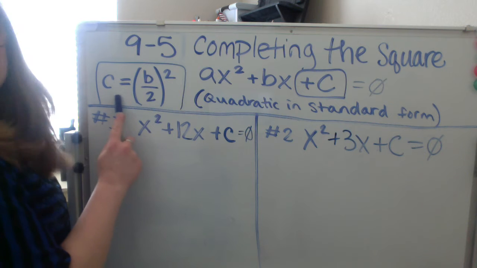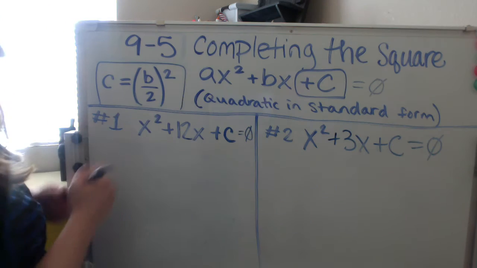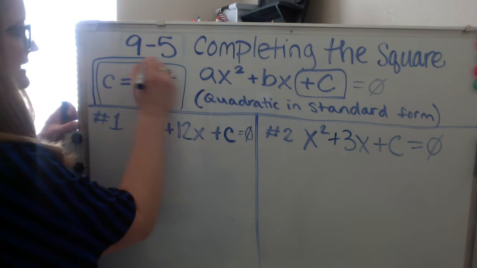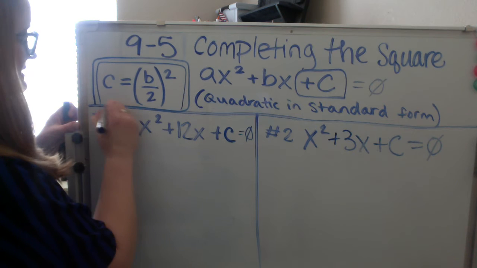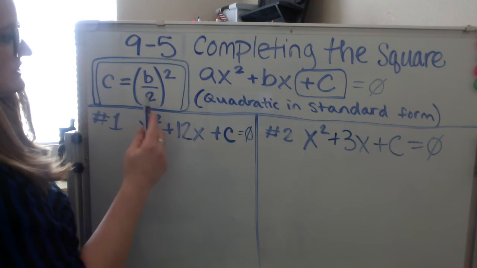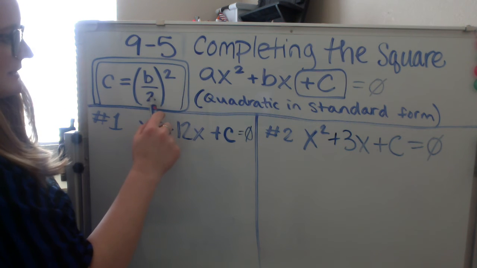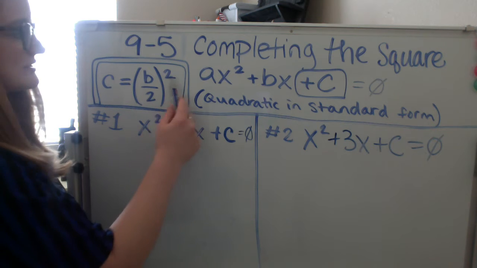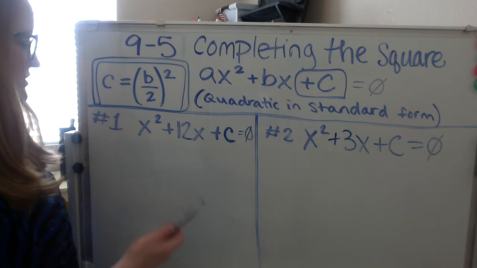So this is the formula. The most important thing that you need to know for this is this C formula. How do we get C? Well, we do it by taking our B term, dividing it by 2, and then taking that entire number and squaring it. So I'll show you what I mean.